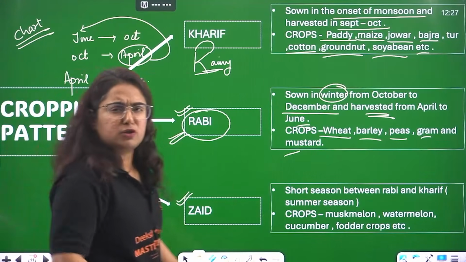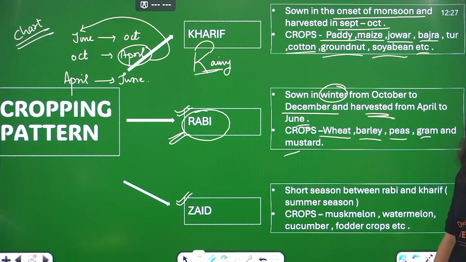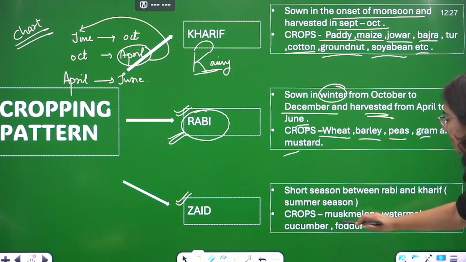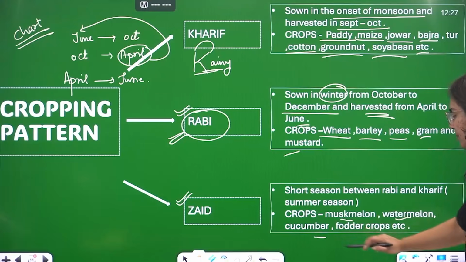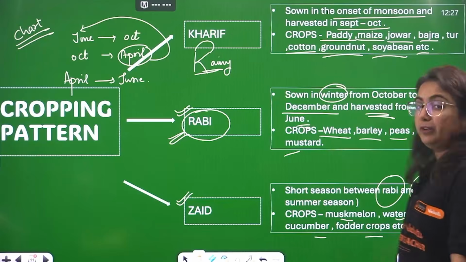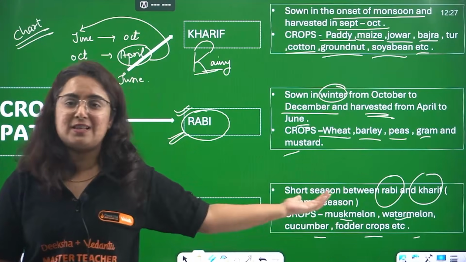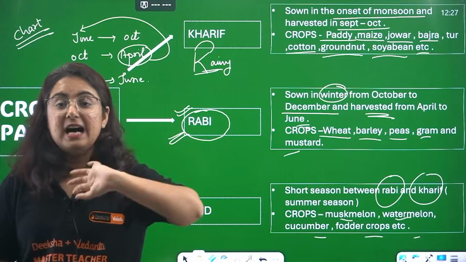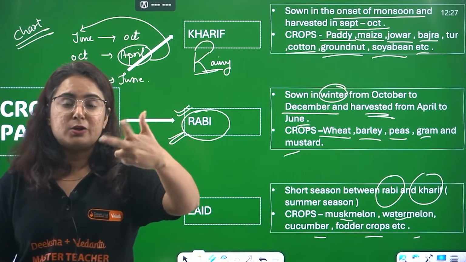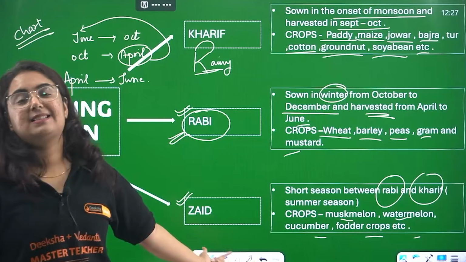This is the time of the summer days and hence we actually require this type of products in the market, and that is what? Muskmelon, watermelon, cucumber, fodder crops, etc. So yes, it is a short season between Rabi and Kharif, during the summer season. What are the crops, beta? Muskmelon, cucumber, watermelon, whatever we enjoy eating in summer is a Zaid crop.